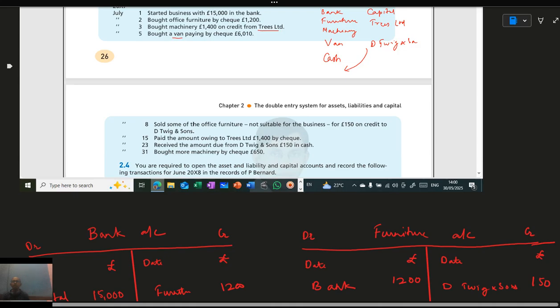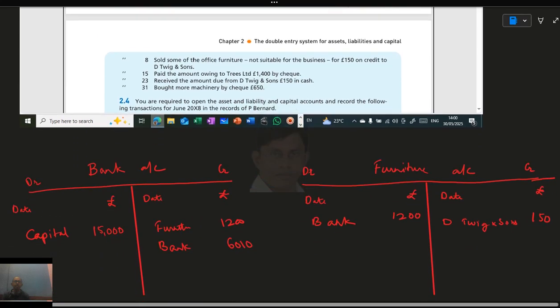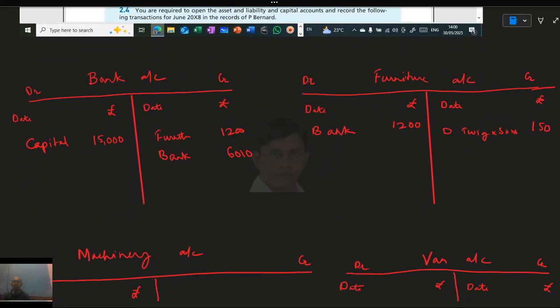So when a liability decreases, what do we have to do? It should be debited. When a liability decreases, it should be debited. When an asset decreases, it should be credited. So what is happening? 1400 money is going out from the bank. So the asset is decreasing. So bank.